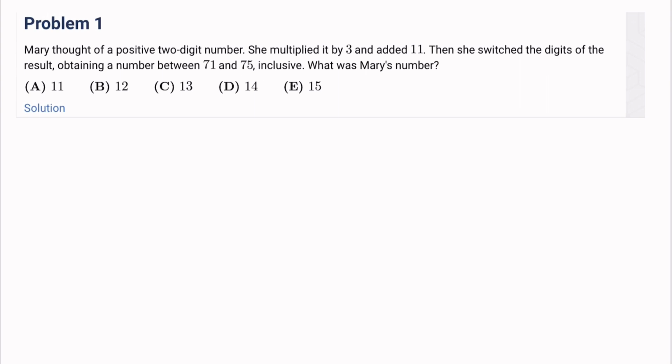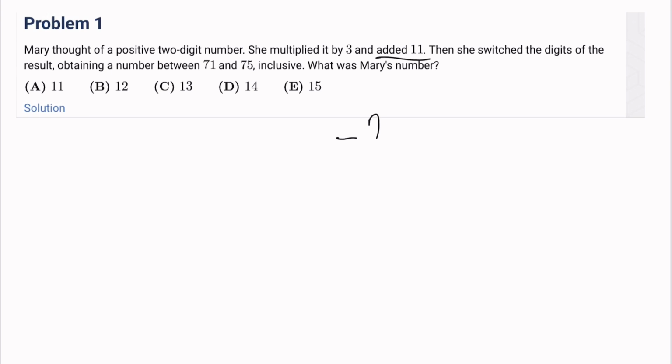But then, the common thing between all of these numbers is that their tens digit is 7, right? So her result's tens digit is always going to be 7. But then she switched the digits, right? And so that means her number before she switched the digits was something 7, right? The units digit was 7.